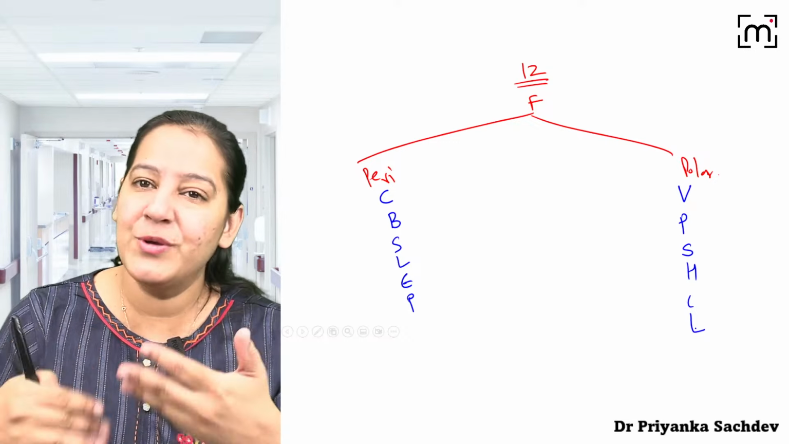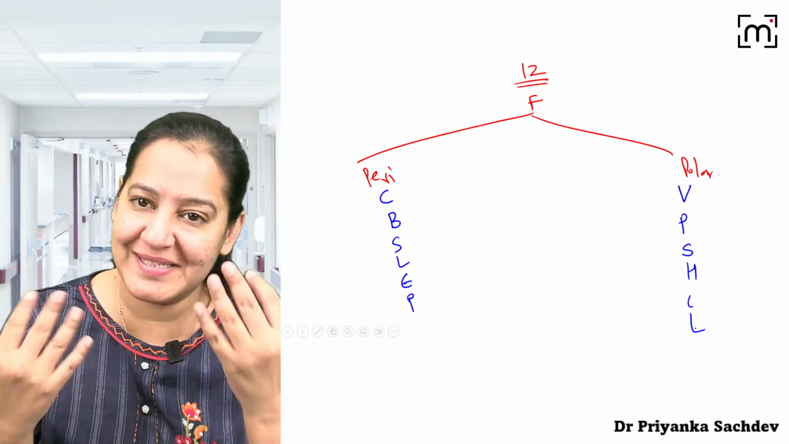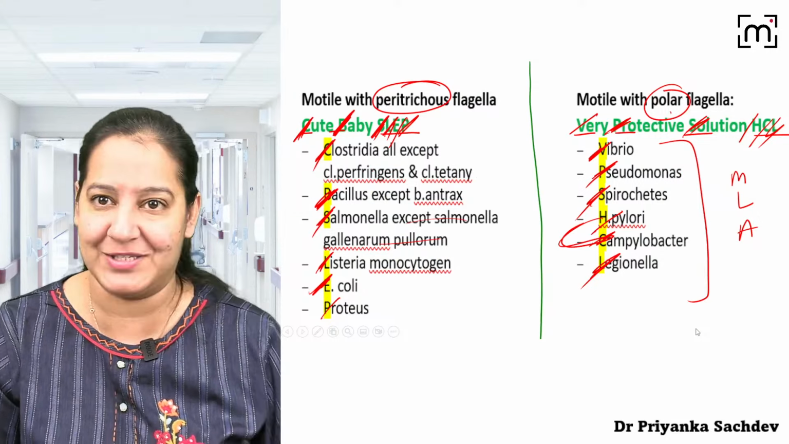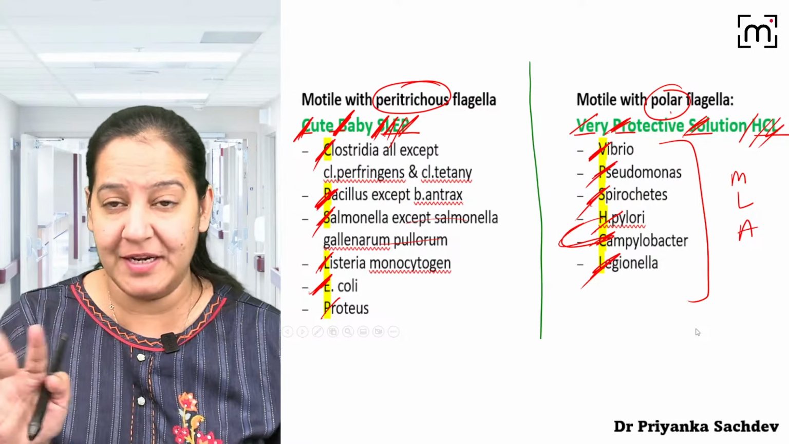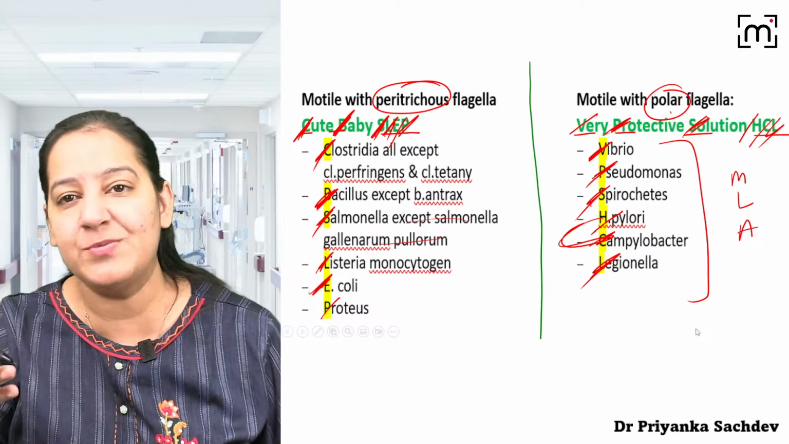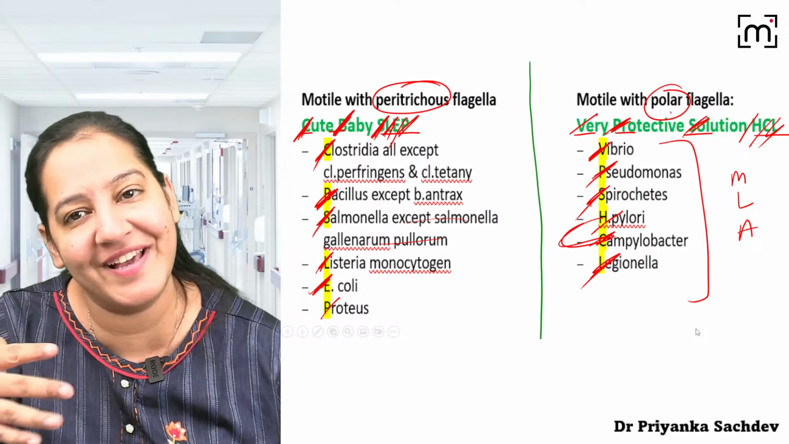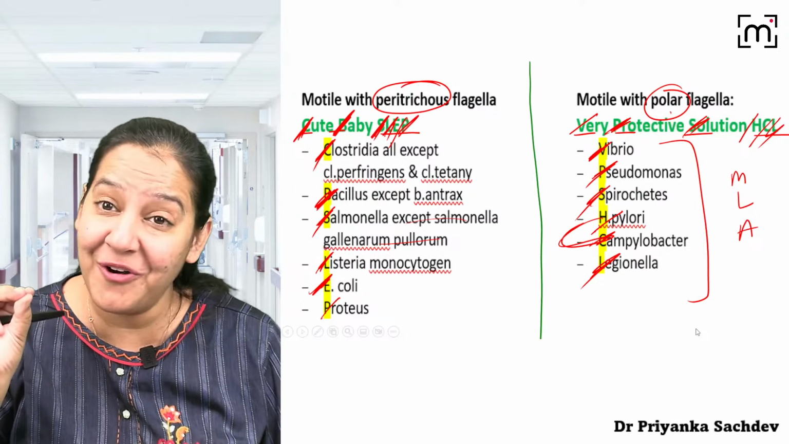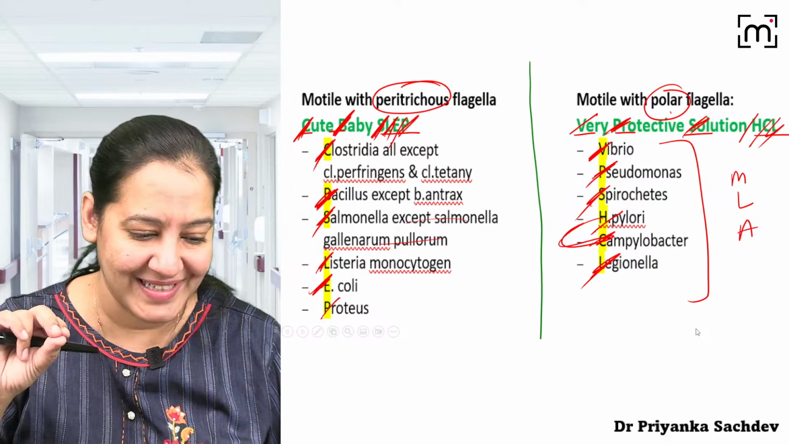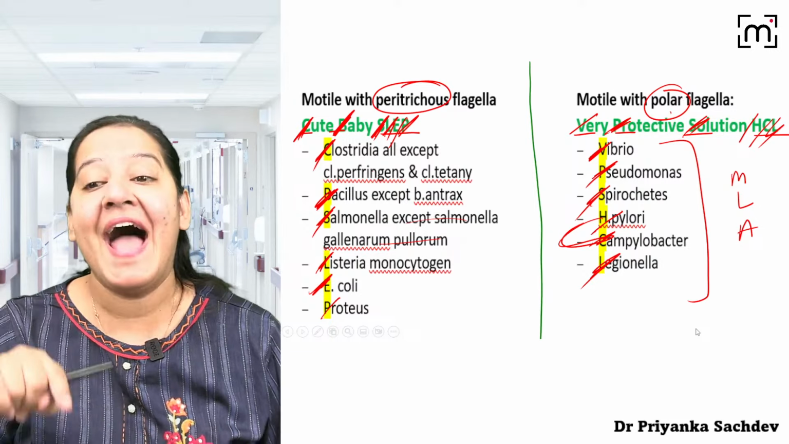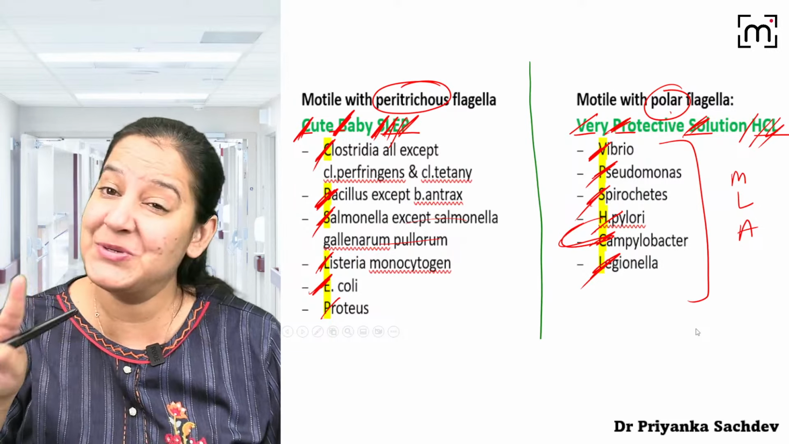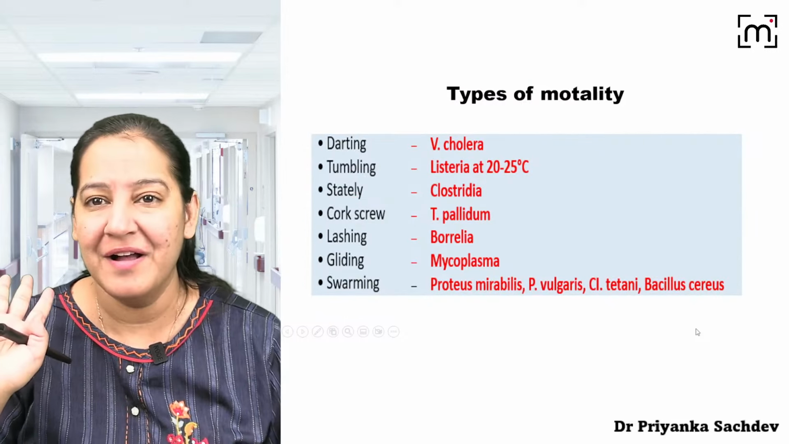Right? So the more you say, the more you will learn. So try to see the full form and now see the questions based on that. Now it's a complicated mnemonic, but learning the mnemonic is very easy. Learning the full form of the mnemonic is difficult, so you have to learn the full form. You got my point? Yes: cute baby sleep, and very protective solution HCl. So total 12 bacteria in this way, they are motile.